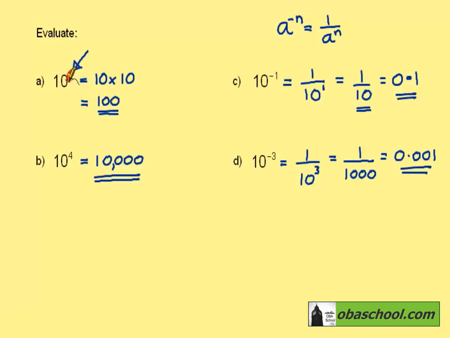Note here, with 10 squared we had 2 zeros. 10 to the 4 gave us 4 zeros. If we consider the negative indices, minus 1 gives us 1 zero if we count the 0 in front of the decimal point. And for minus 3, we get 3 zeros if we count the 0 in front of the decimal point.